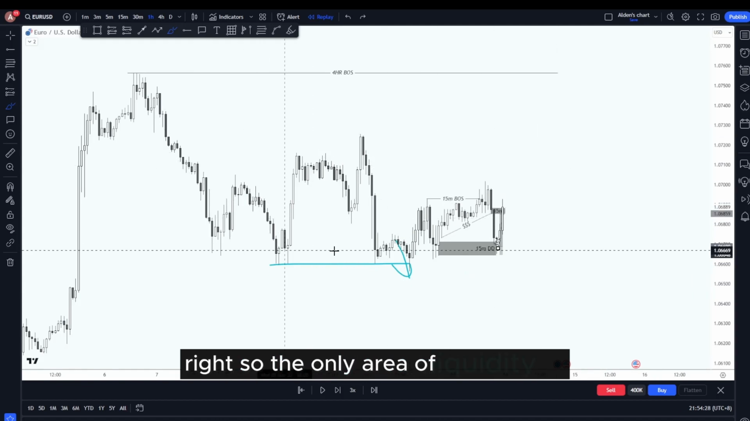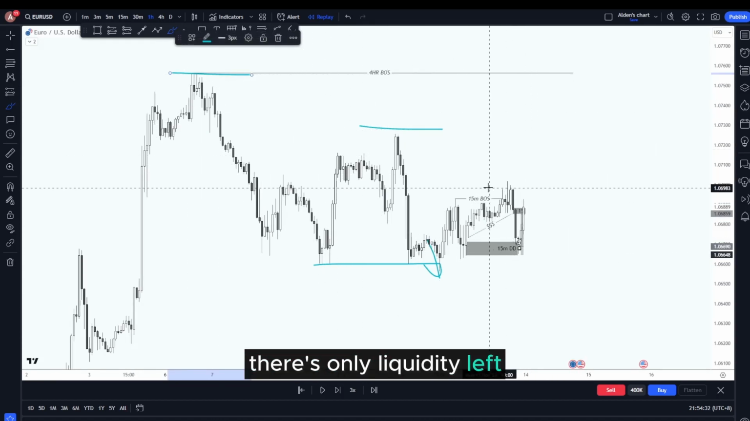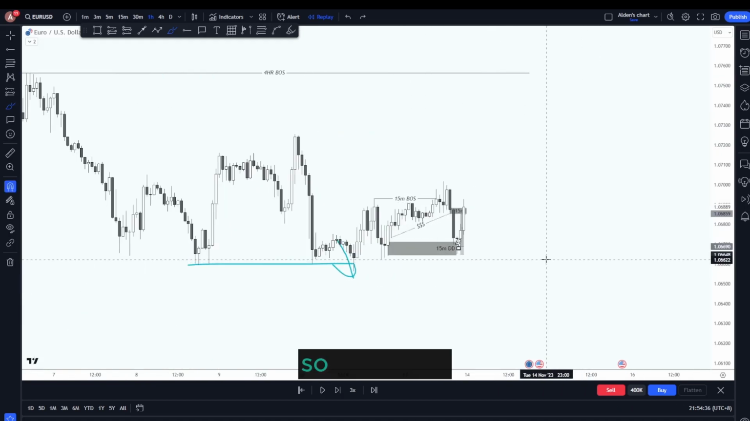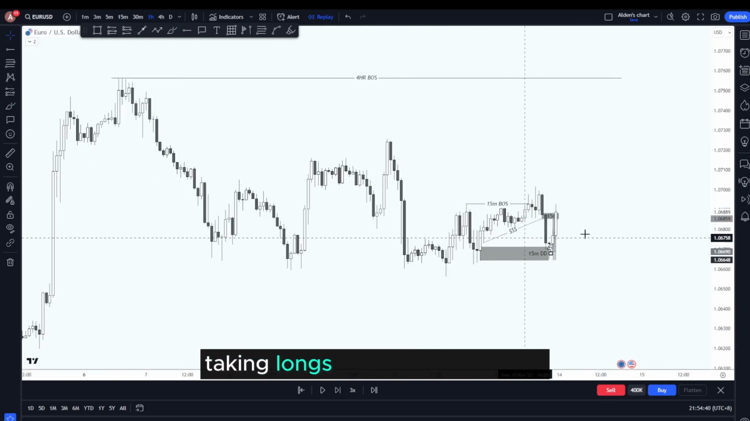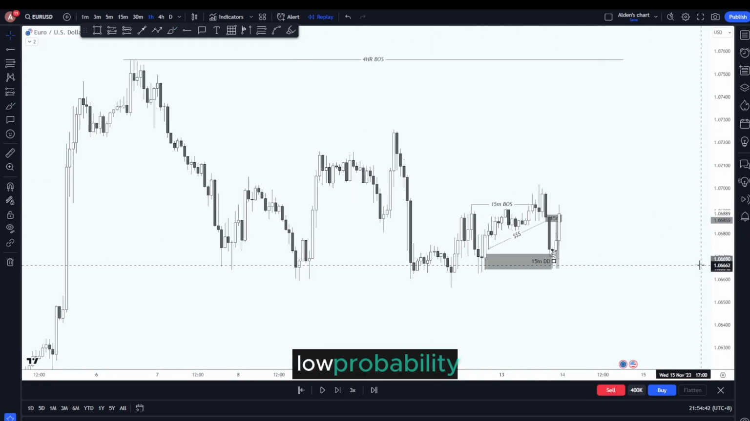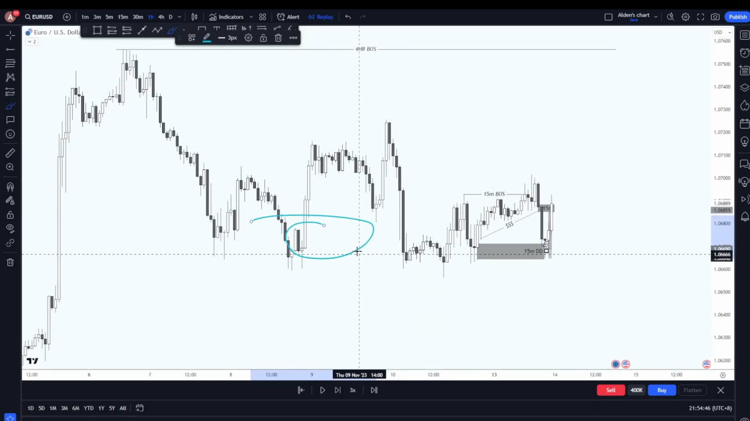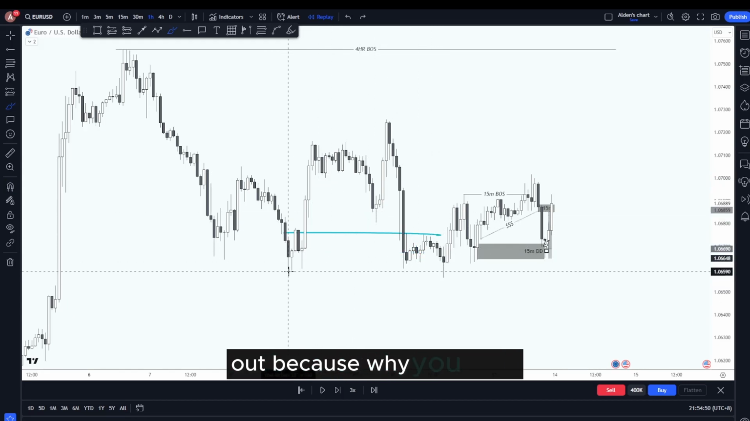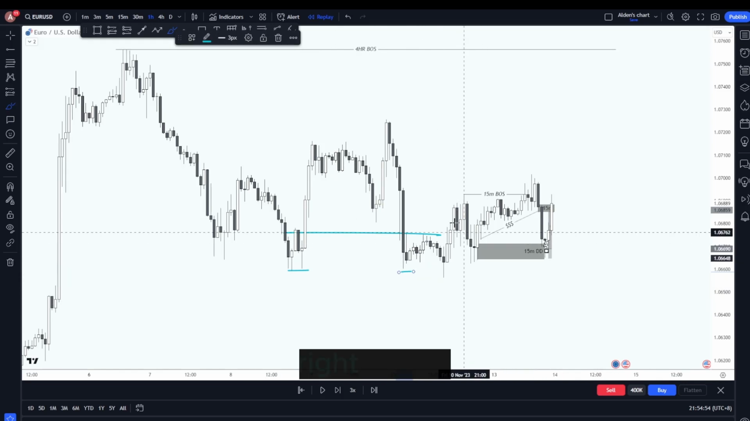So the only area of liquidity left are these highs. There's only liquidity left at this area right here. There's no more liquidity below. So that is why I'd say that taking longs here wouldn't be as low probability as compared to taking longs here. In this region, there's a high chance for you to get stopped out, because why? There are lows here that haven't been taken out.